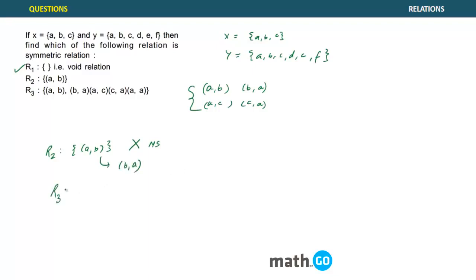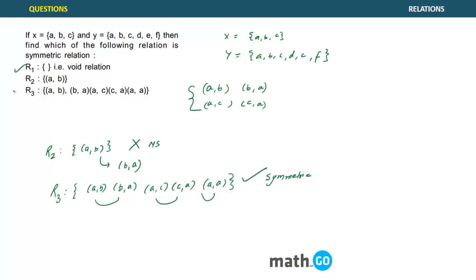Let's talk about R3. R3 has A comma B, then it has B comma A. So these two are correlated. Then you have A comma C, and then you have C comma A. These two are correlated, and then you have A comma A. A comma A is already related to itself, right? We do not want to write A comma A again. So this is no problem. This is symmetric, no problems at all.